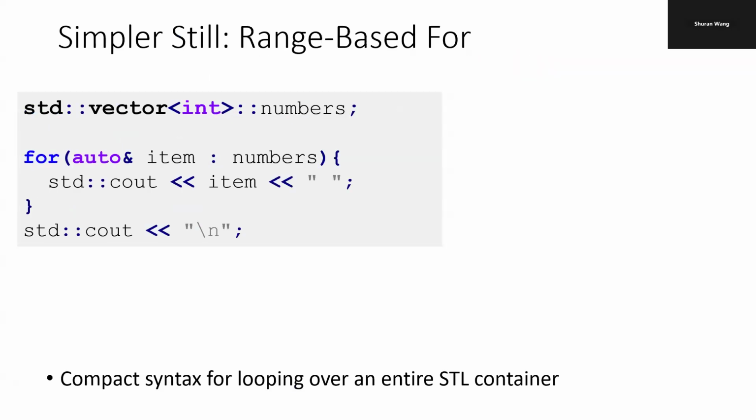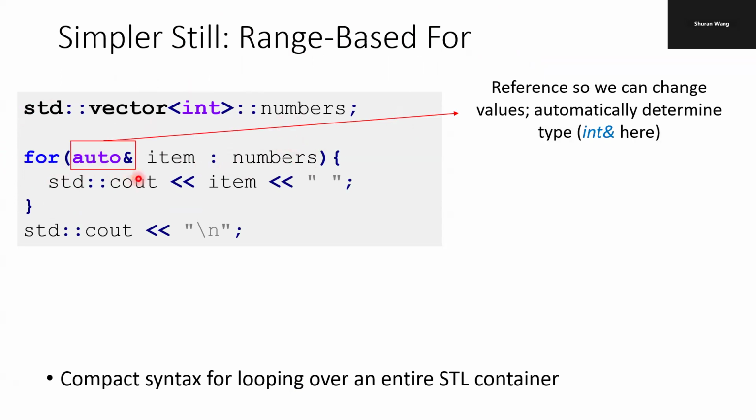Simpler still, we can use the range-based for. The range-based for is defined for all of the containers defined in the STL containers library. And the syntax looks like this: for auto reference item within this container numbers. What this does, the auto reference is a reference so we can change the values. So we can directly access the values because they are referenced.